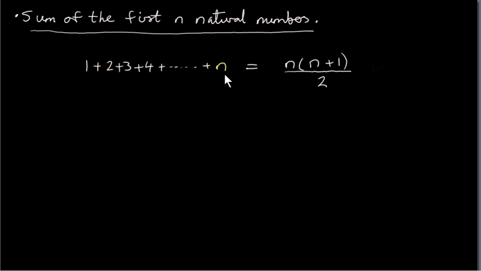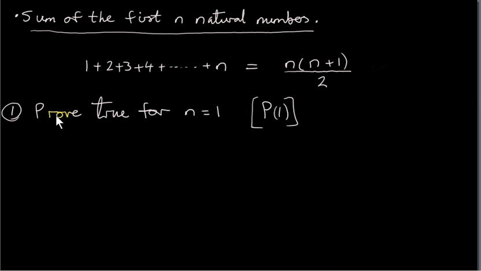Now, of course, we want to prove that this thing is true for all values of n. So, the first step in the method of proof by induction is to prove that this statement here is true for the smallest value of n. So the smallest value of n that is involved in this problem is n equals 1. So we want to prove that this statement here is true for n equals 1. Now sometimes this is abbreviated to P of 1. All of what I've written down here. It means we're trying to prove this statement is true for n equals 1.